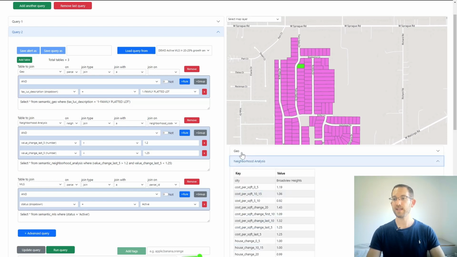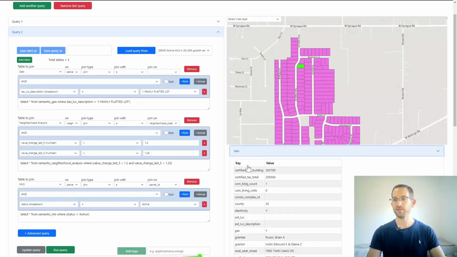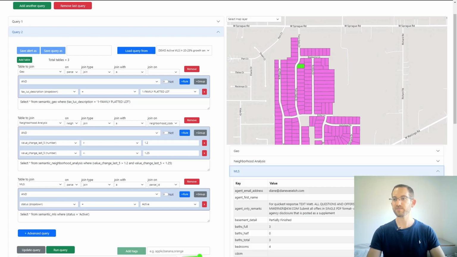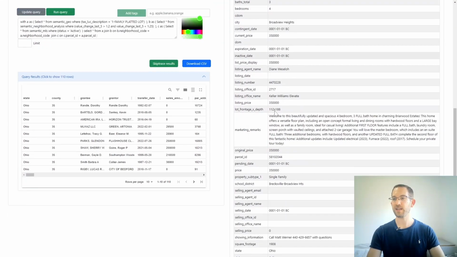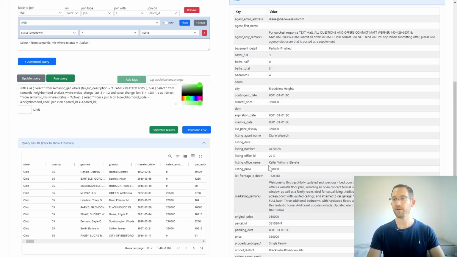We can click through the data as well. When we click on the parcel, we can see, as far as the MLS goes, what's the email of the agent, what's the information that the agent provides, etc., etc.